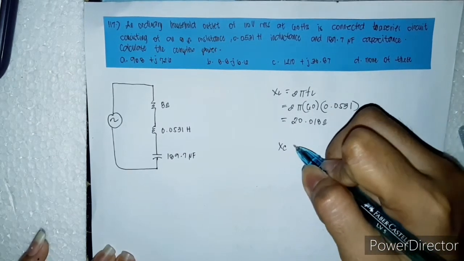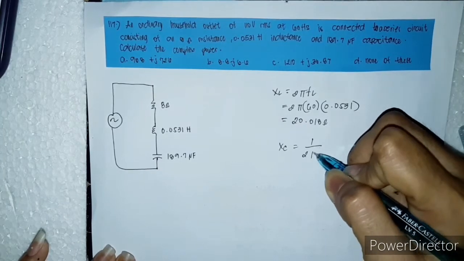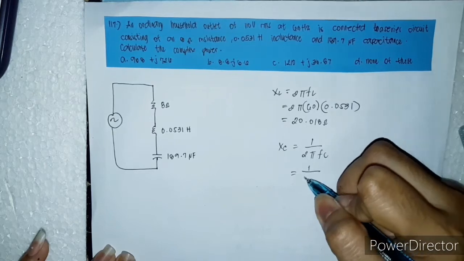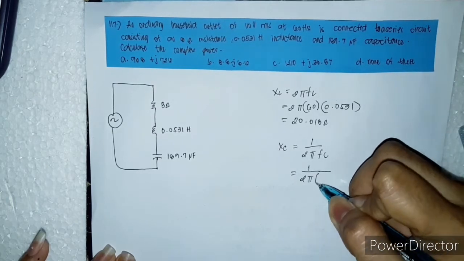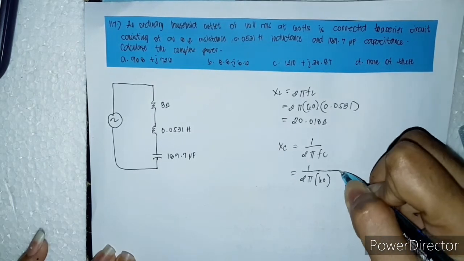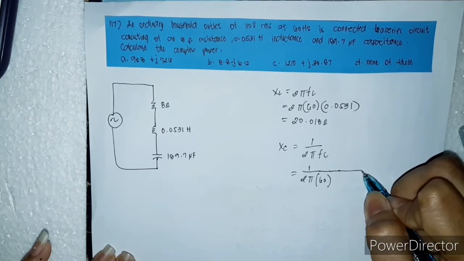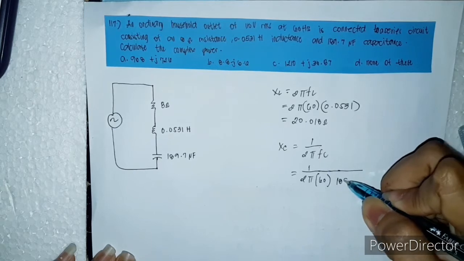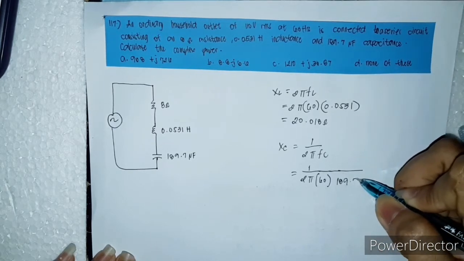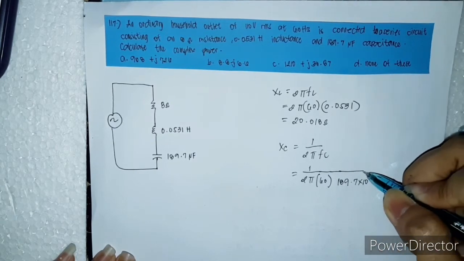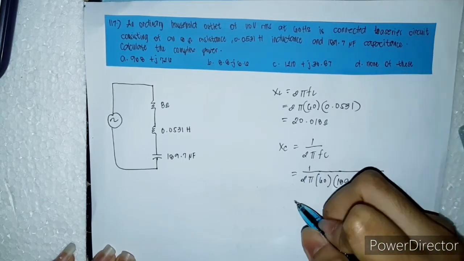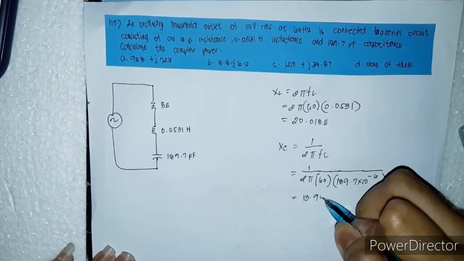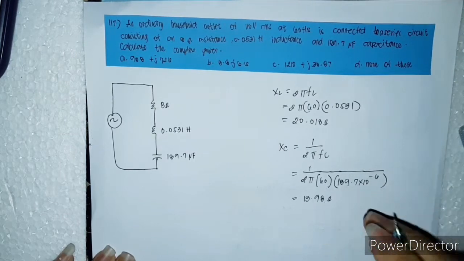Next, let's find the value of our capacitive reactance. XC is equal to 1 over 2 pi FC. So XC is equal to 1 over 2 pi, our frequency is 60 Hertz, multiplied by our given capacitance, which is in microfarad. So let's convert that into farad by multiplying by 10 to the power of negative 6. And then we will get for our capacitive reactance 13.98 ohms.